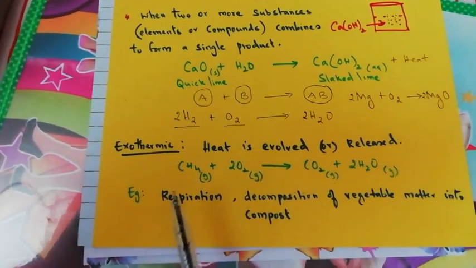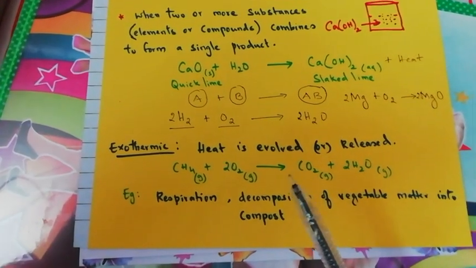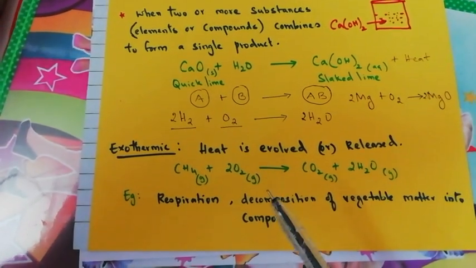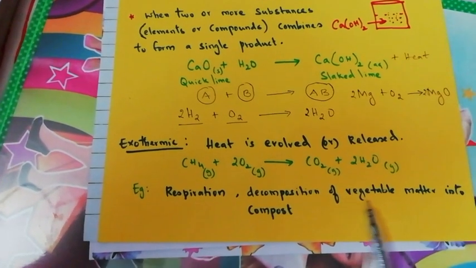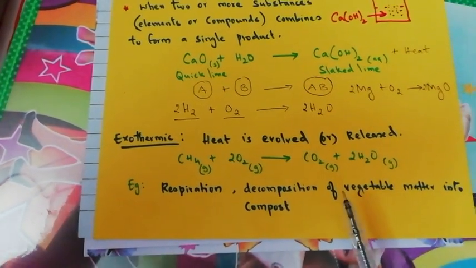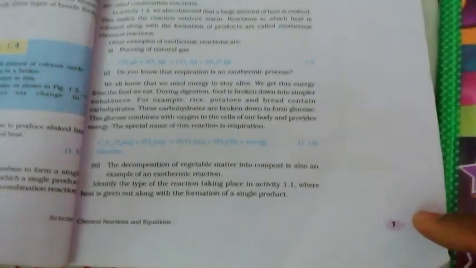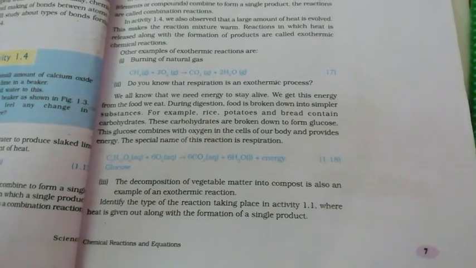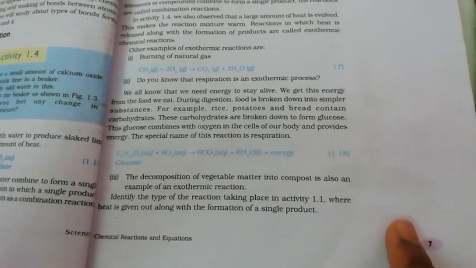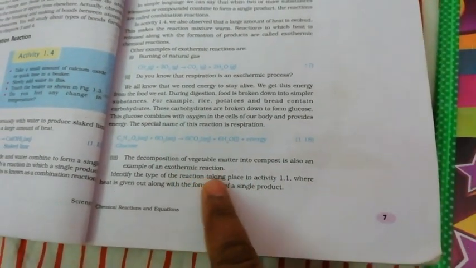And some more examples: respiration is also one of the exothermic reactions. Even decomposition of vegetable matter into compost is also one of the exothermic reactions. You can see these things in your book on page number 7. You can go through that and see a clear view of it. Some examples of exothermic reactions are given there.